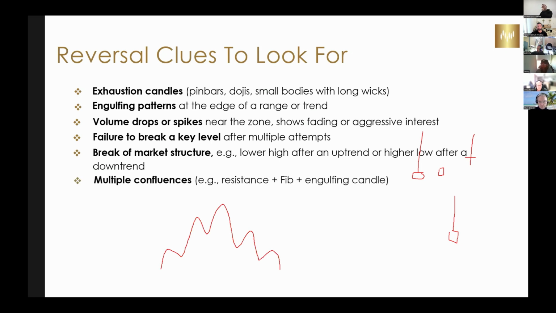Multiple confluences: resistance, Fibonacci, engulfing candles. If you can get more than one together and they all line up, then you're going to get confluence. And when you have multiple things saying the same thing, then you're going to build a stronger story in terms of what's going to happen. Okay.